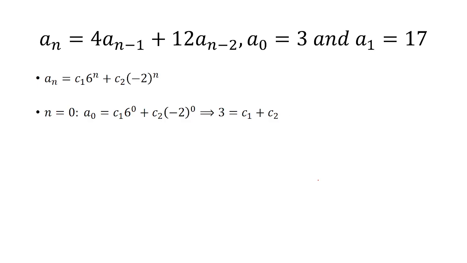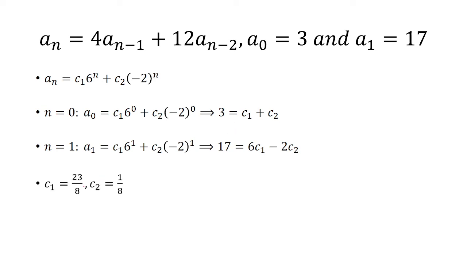So we're going to let n equal 0. A0 we said is 3, so that turns into 3 is equal to C1 plus C2. And then for n equals 1, we have a1 is 17, and that's equal to 6c1 minus 2c2. We have two equations, two unknowns. Solve for c1 and c2. c1 is 23 over 8. c2 is 1 over 8.